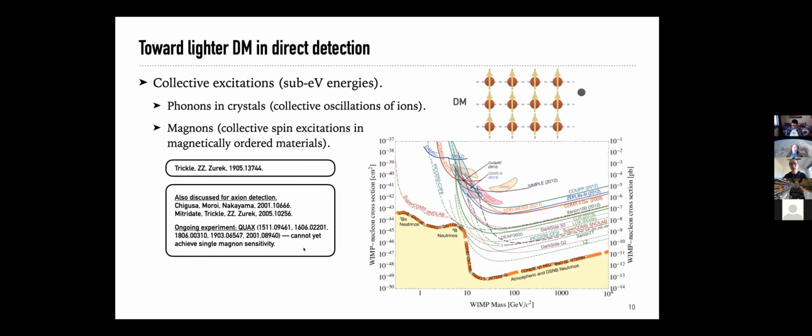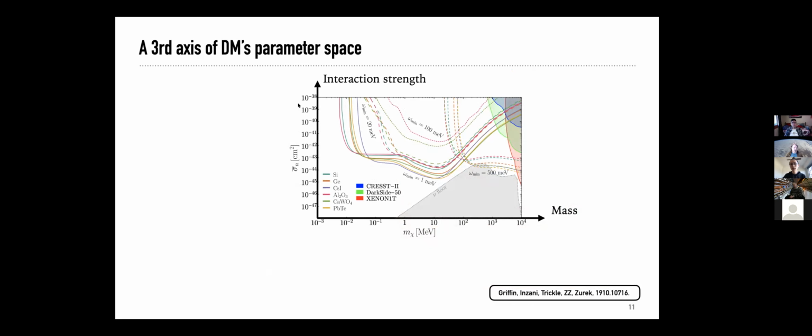All right, so up to this point, all I have been showing is a two-dimensional parameter space of interaction strength or cross-section versus the dark matter mass. And I've been showing plots like this, but we can imagine that there should be a third axis of the parameter space in a very abstract way. Let's call it interaction type. So basically, this is just showing a particular model or a particular slice of this parameter space.